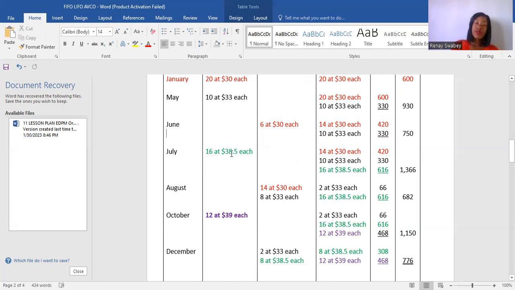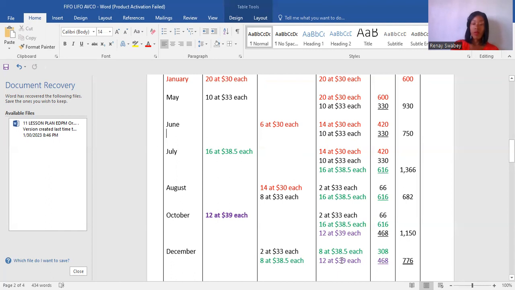Let's say this is iPhone, right? So 16 iPhones. Selena sold 8 of those iPhones to Anelia in December. After she sold those 8, she would have been left with 8 because 8 plus 8 equals 16. So we still have our 8 at $38.5, 8 iPhones at $38.5. And when we multiply that, we have $308 total.